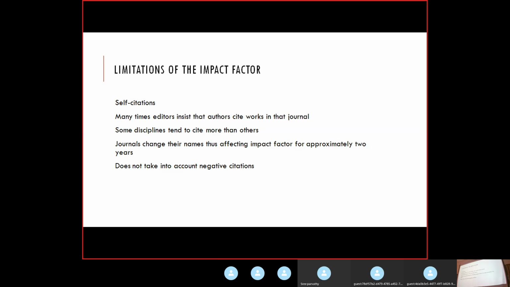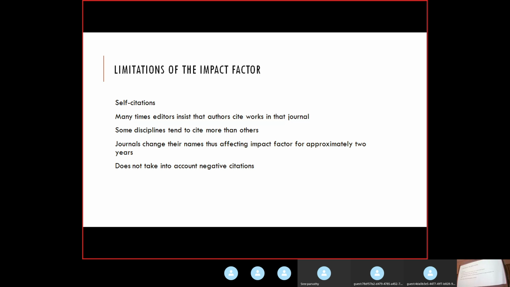Many times editors insist that authors cite works in that journal. It is very common. Some journal editors will ask you to cite this article, that recommendation. Some disciplines tend to cite more than others. Like science has more citations. Even if you have one word of COVID in your article, you will get n number of citations. Journals change their names, thus affecting impact factor for approximately 2 years. That is also not very common, but you can see some journals changing.